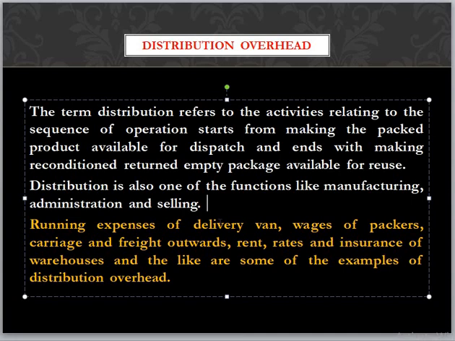So friends, I hope you found this information helpful, and surely you must have understood the different elements of cost and how they are treated.